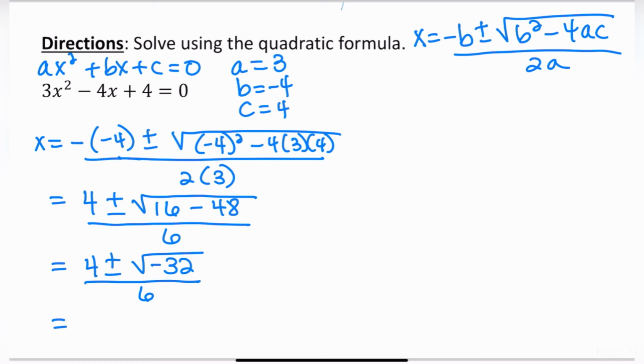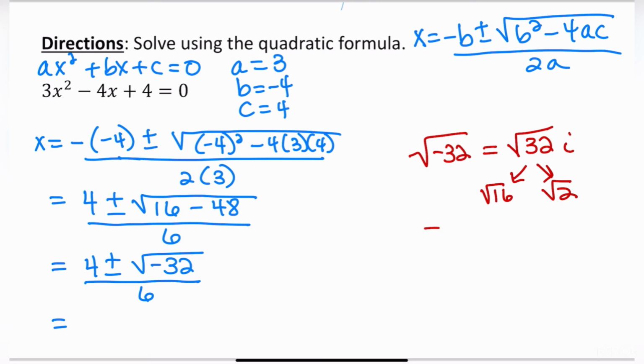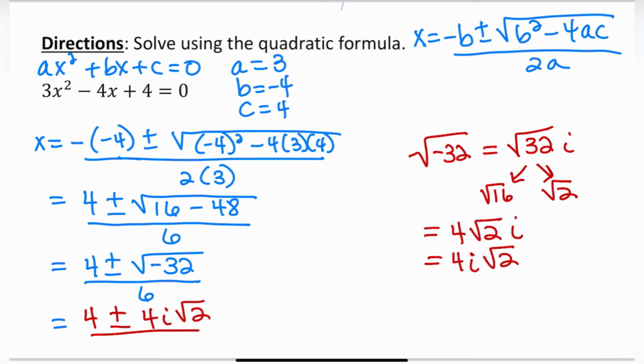We're going to break it down on the side. So radical negative 32, you know that this is going to be an imaginary number, so I'm going to write radical 32, and the i is going to come out. Now, radical 32 is the same thing as the square root of 16 times the square root of 2, so this is going to equal 4 radical 2i, and a lot of times, so that we don't misplace the i and the radical, we're going to write this as 4i radical 2. So our answer is going to equal 4 plus or minus 4i radical 2 all over 6.